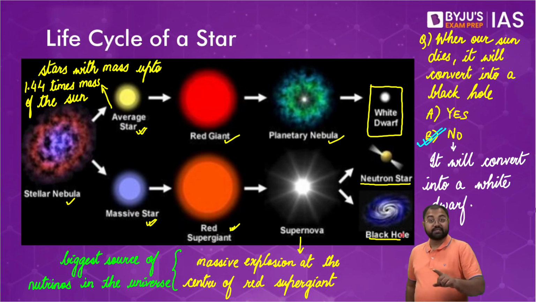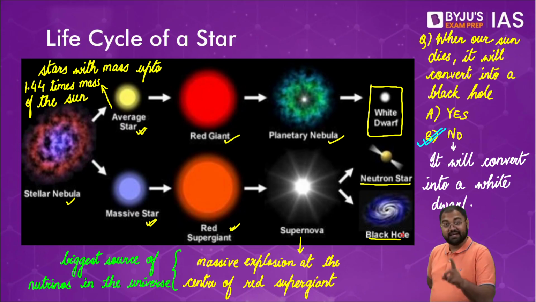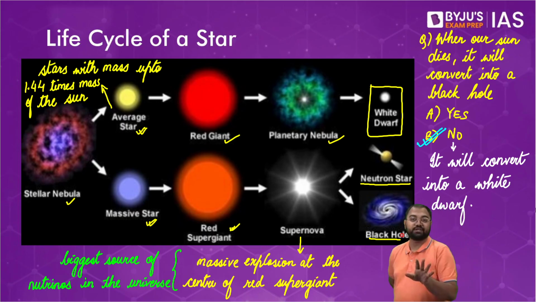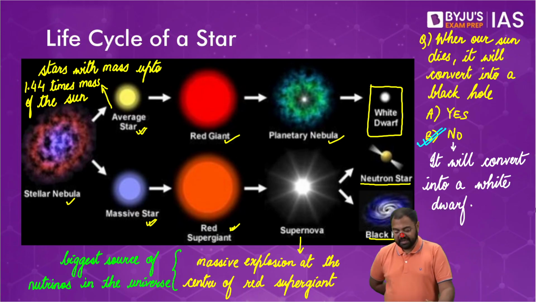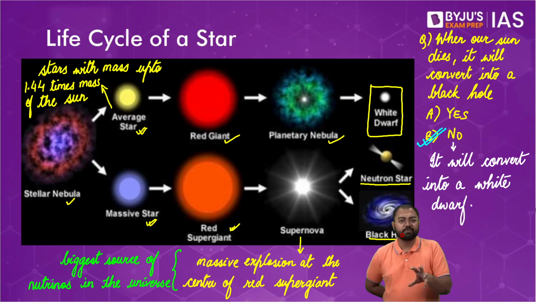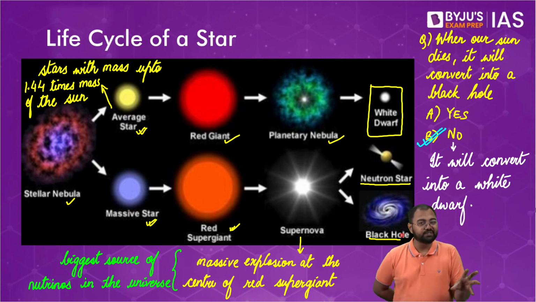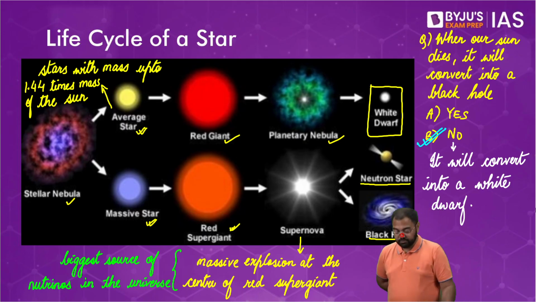So even here, there's no guarantee. There's no guarantee that when a massive star dies, it will always convert into a black hole. It can convert into a black hole, or it might convert into a neutron star. And there is no clear demarcation of the specific conditions under which a black hole might be formed or a neutron star may be formed. Both can be formed here. So either one or the other.